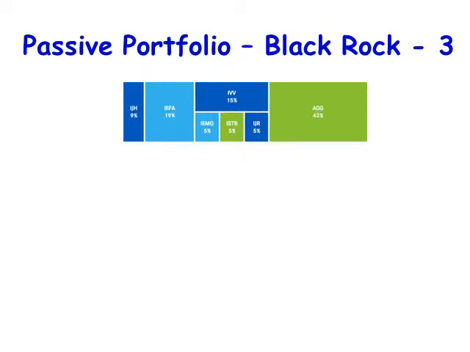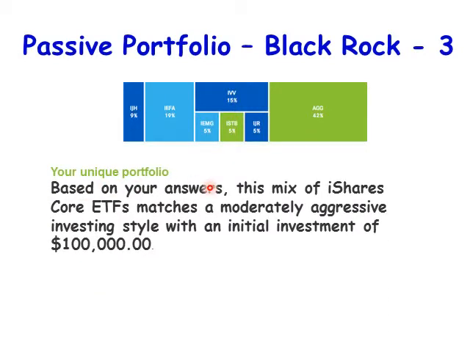Based on your answers, this mix of iShares Core ETFs matches a moderately aggressive investing style. I probably picked $100,000 for investment. So this is your mix: 1, 2, 3, 4, 5, 6, 7. It gives you 7 different ETFs, and this is listed. We just went through it.